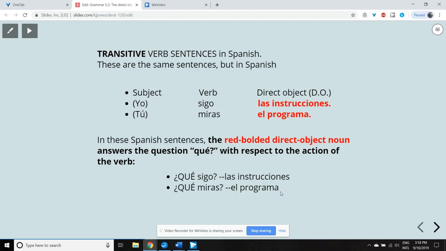Direct objects do this. They answer the question, what, with respect to the action of the verb. ¿Qué miras? Direct object noun answers el programa. All right? All right.